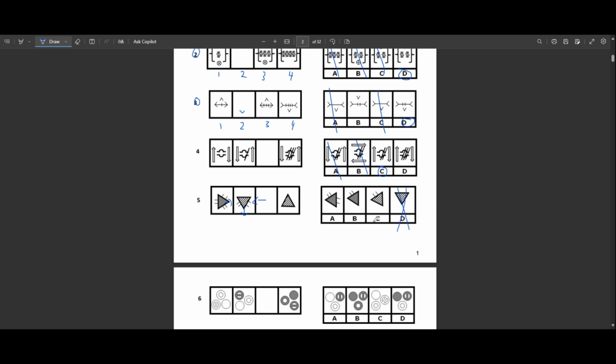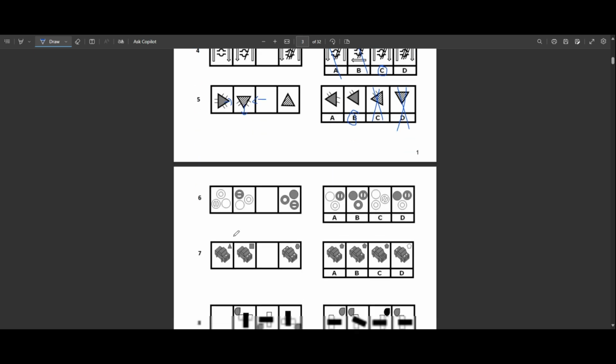Question 5. The triangle is rotating 90 degrees clockwise each time, so it should be pointing left. So cancel this option out. It's also going grey, striped, so it should be grey. You're also losing 2 lines on the outside each time. So if I lose 2 lines, I should only be left with 2 lines, okay?